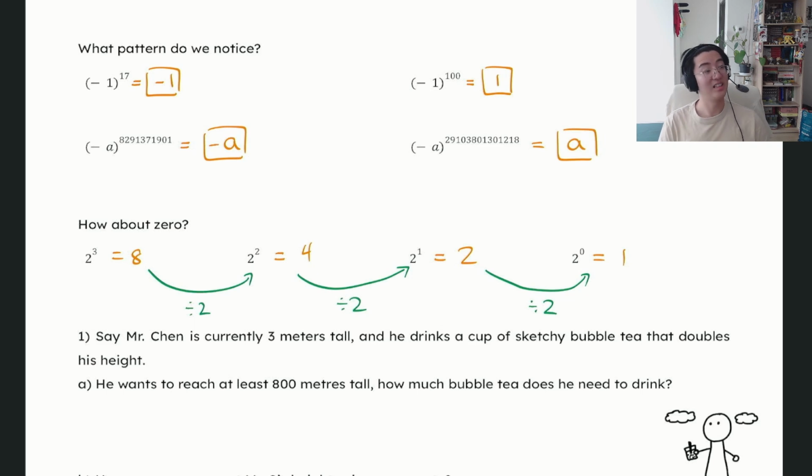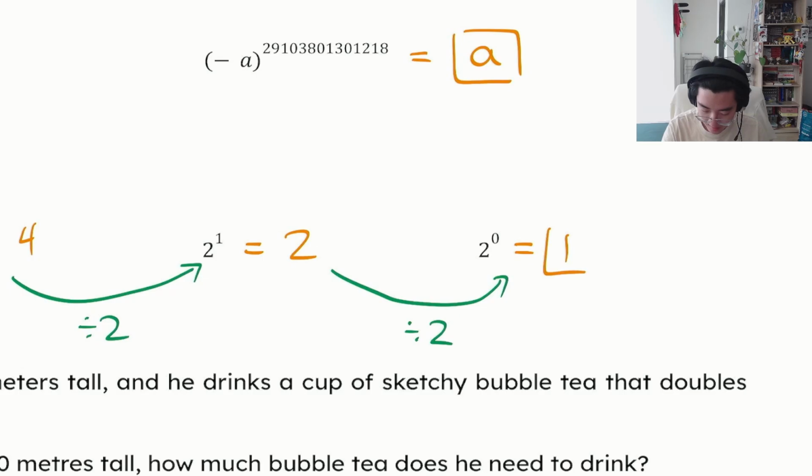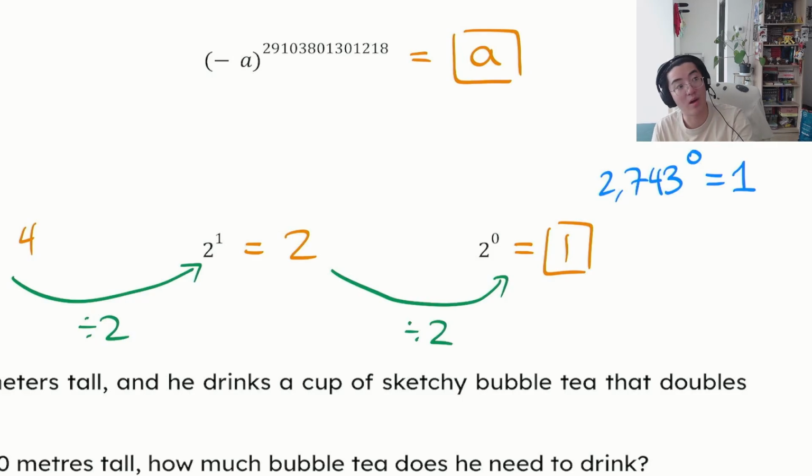And this means that every single number to the power of 0 will always be 1, no exceptions. So I can take a really random number like 2,700 whatever to the power of 0, that's also 1. So any number to the power of 0 is 1. 0 to the power of 0 is illegal. That cannot happen.